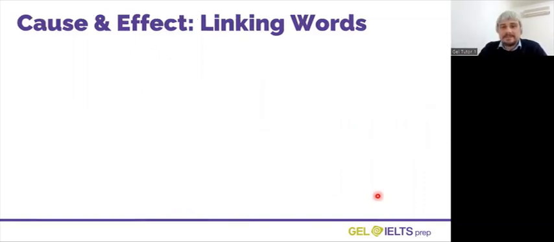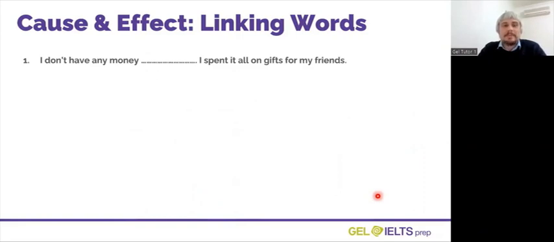Let's do some more practice. Look at sentence number 1. I don't have any money. I spent it all on gifts for my friends. Look at the next question below the video and write a linking phrase to complete sentence number 1. There may be more than one correct phrase. In this sentence, we could use as, since, or because. We are introducing the reason or the cause for something.